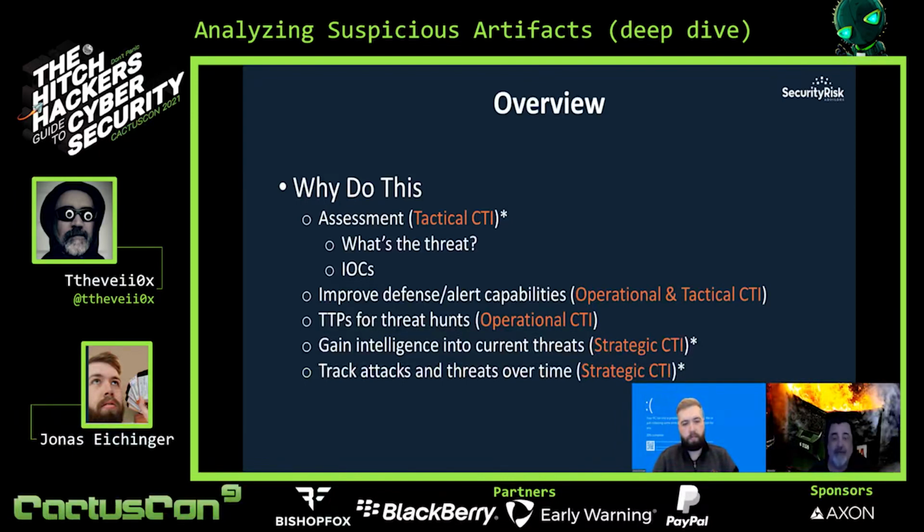I made note on the side to the type of cyber threat intelligence that these items speak to. Another very important one is gaining intelligence into current threats. So this is strategic threat intelligence. And we're seeing more and more organizations starting to do this, which is great, because really the best source of threat intelligence is internally sourced information. Could come from ongoing phishing attacks, forensics investigations, etc.